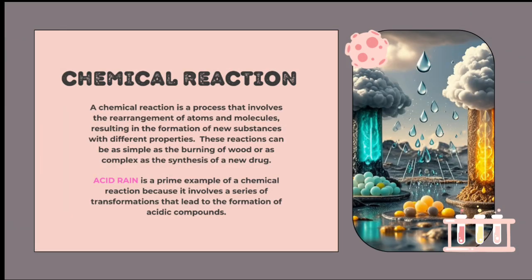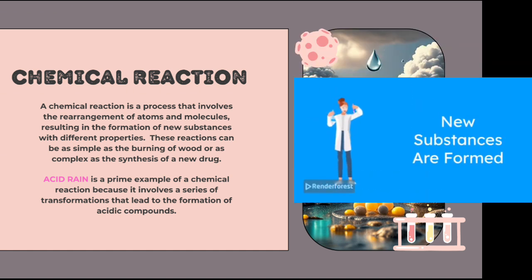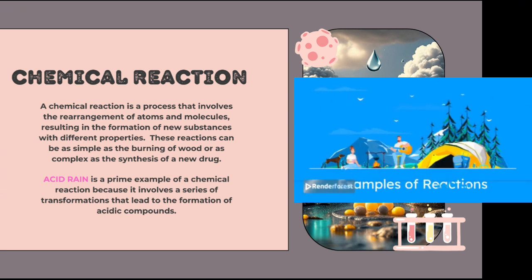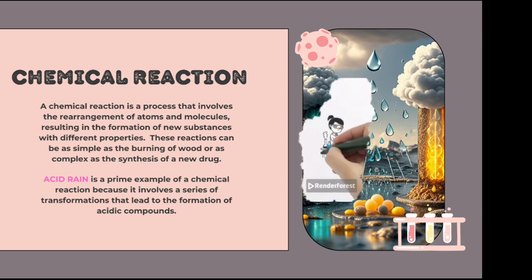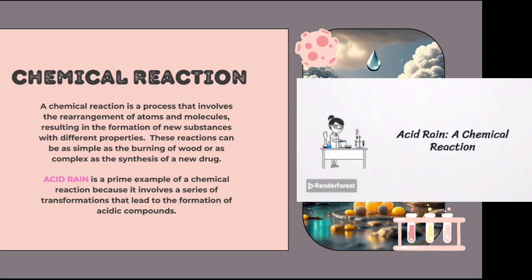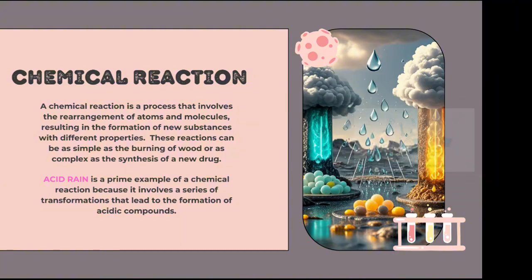Chemical reaction. A chemical reaction is a process that involves the rearrangement of atoms and molecules, resulting in the formation of new substances with different properties. These reactions can be as simple as the burning of wood or as complex as the synthesis of a new drug. Acid rain is a prime example of a chemical reaction because it involves a series of transformations that lead to the formation of acidic compounds.